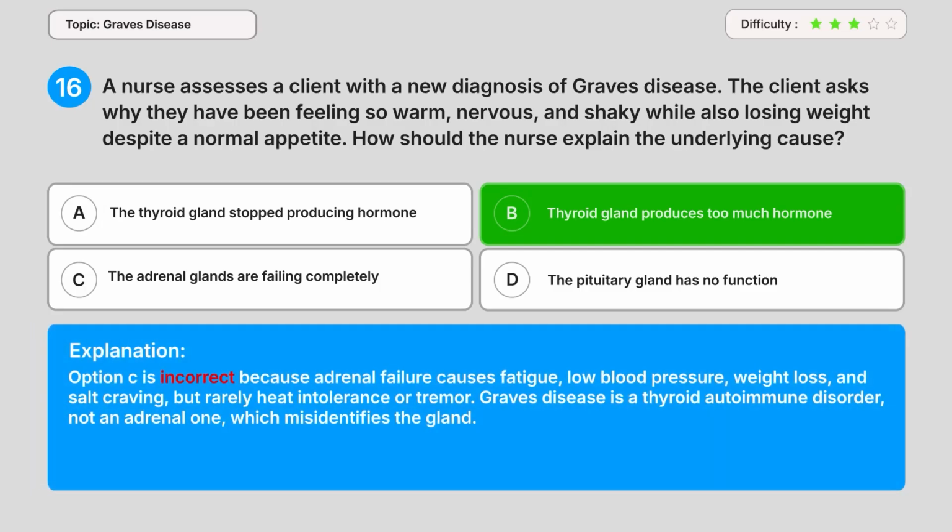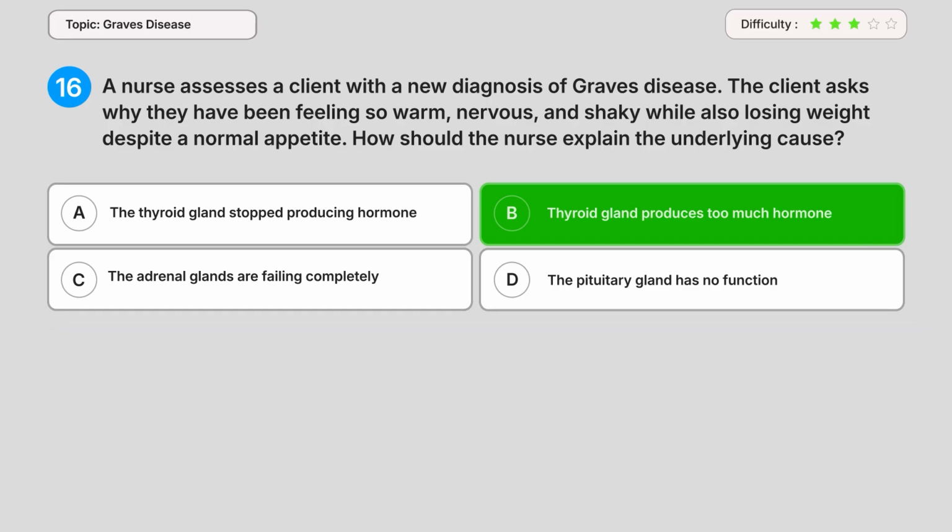Option C is incorrect because adrenal failure causes fatigue, low blood pressure, weight loss, and salt craving, but rarely heat intolerance or tremor. Graves' disease is a thyroid autoimmune disorder, not an adrenal one, which misidentifies the gland.